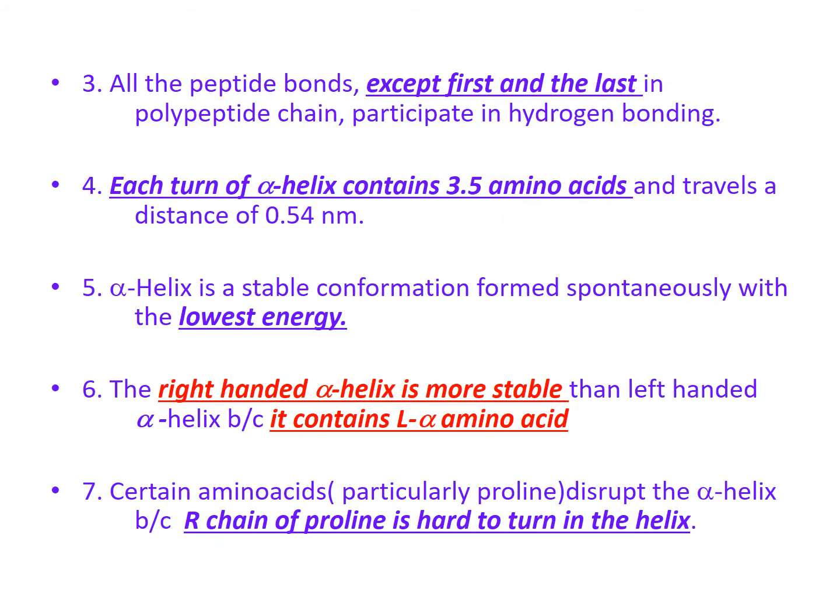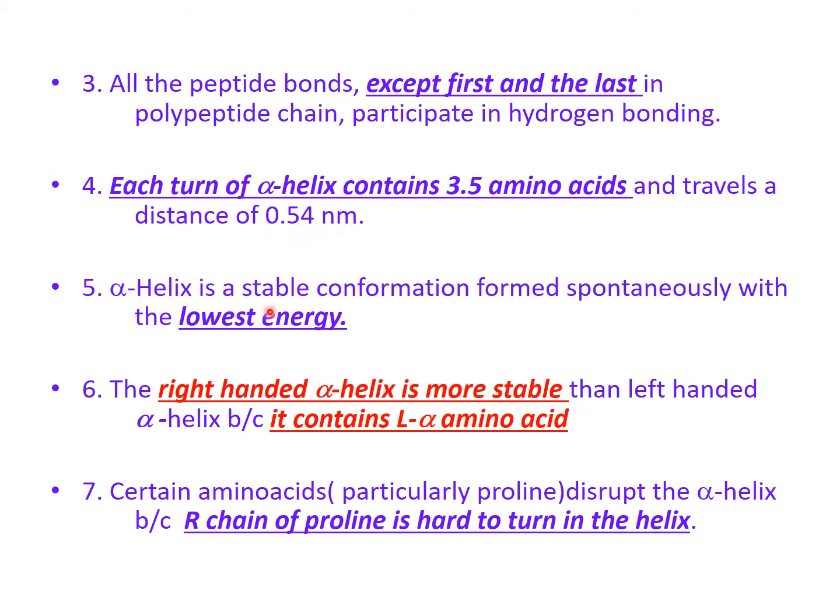Now, among the other properties of the alpha helical structure, all the peptide bonds except the first and the last in the polypeptide chain participate in hydrogen bonding. So the first and last one don't participate in hydrogen bonding. This is an important point to remember. Each turn of the alpha helix contains 3.5 amino acids and travels a distance of 0.54 nanometer.